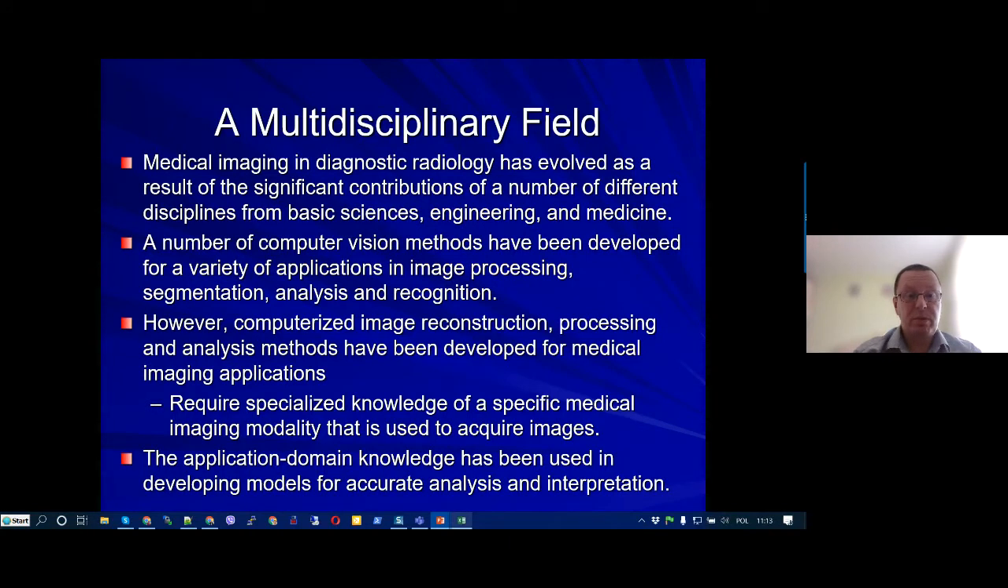As I mentioned before, medical imaging is a multidisciplinary field, and diagnostic radiology has evolved as a result of significant contributions from a number of different disciplines from basic science, engineering, and medicine: physics, statistics, mathematics, and so on. A number of computer vision methods have been developed for varied applications in image processing, segmentation, analysis, and reconstruction. However, computerized image reconstruction, processing, and analysis methods developed for medical image applications require specialized knowledge of the specific medical imaging modalities used in acquisition of the image, and a set of application domain knowledge used in developing models for accurate analysis and interpretation.